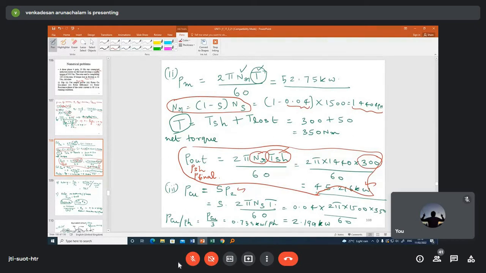So after putting all the values, 2 pi, Ns is 1500, T is 350, divided by 60. So you will get 0.733 kilowatts per phase. It is 2.199 kilowatts. That is the total rotor copper loss.